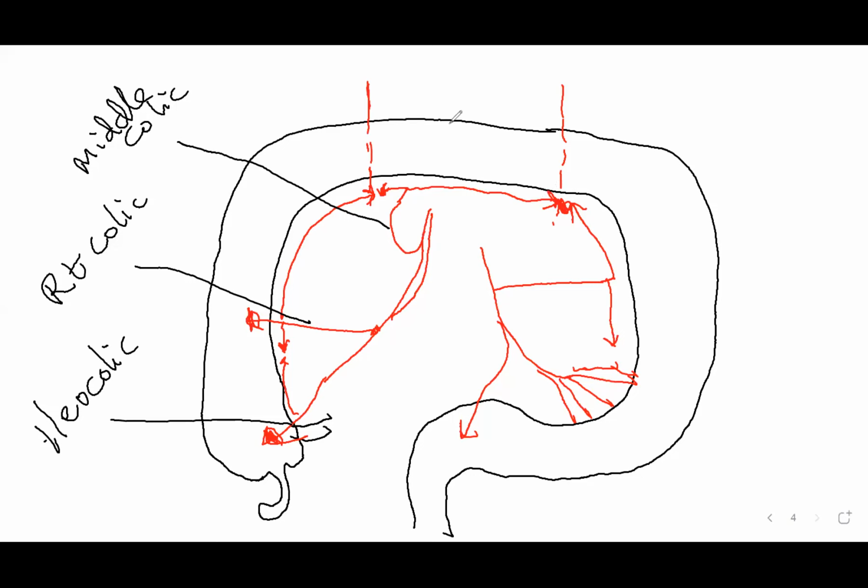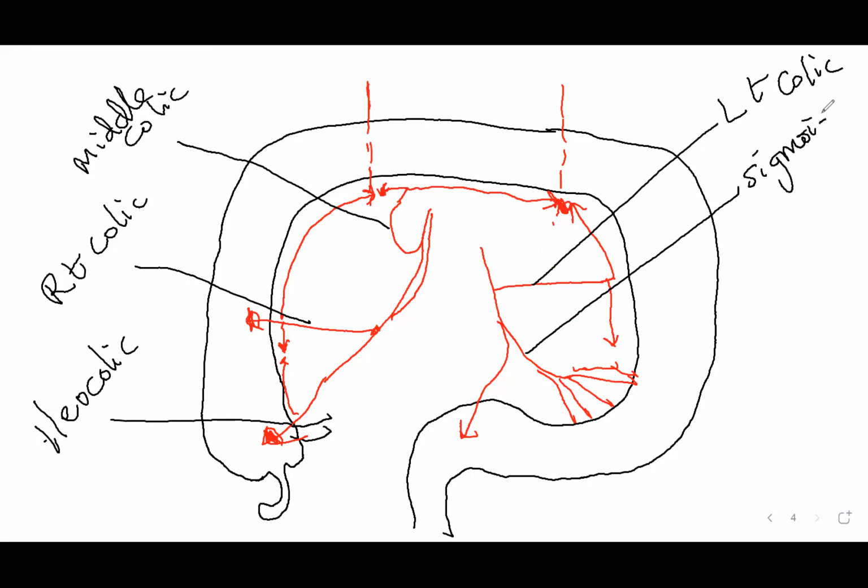So what are these branches? We said the inferior mesenteric artery has the left colic artery, okay, the sigmoidal arteries, and it ends as the superior rectal artery. When we discuss the rectum, we'll talk more on these superior rectal arteries.